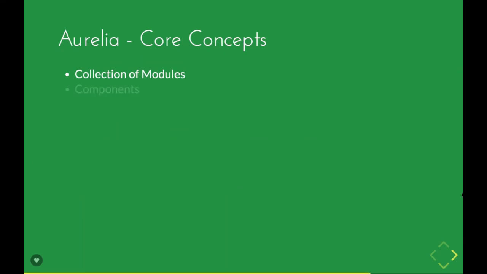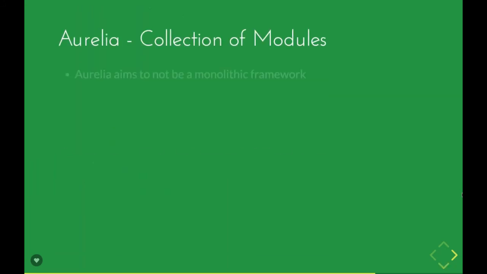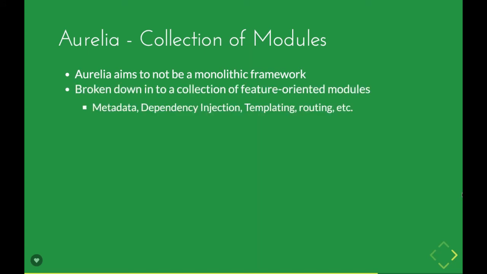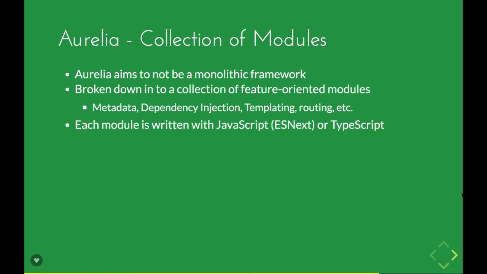Some core concepts: it's a collection of modules, which I'll talk a little bit about, and again, components, binding, and templates. So, a collection of modules. Aurelia aims to not be a monolithic framework. Again, kind of similar to how Vue does it, right? It wants to be kind of minimalistic. So it's broken down into a collection of feature-oriented modules. So you have metadata, dependency injection, templating, routing, etc. But all these modules aren't necessarily needed out of the box. You just add them as you need to.